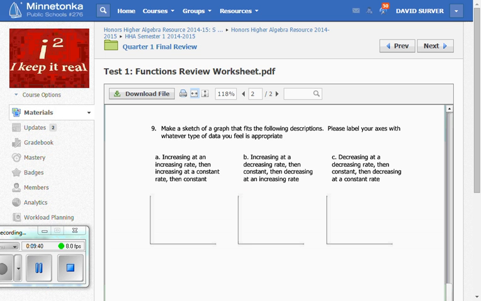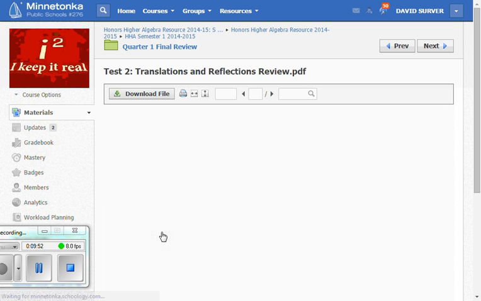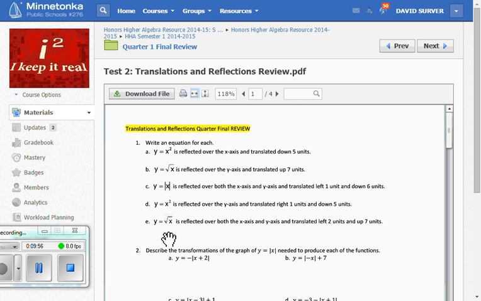All right, now let's go to test 2. Everybody put that one away. You're going to come back to it because that's one of your homework worksheets. Test 2 is the other one that gets you ready for that part of the final. Test 2 is on translations and reflections. Basically, that's moving them around and flipping them. The first part is refreshingly easy.